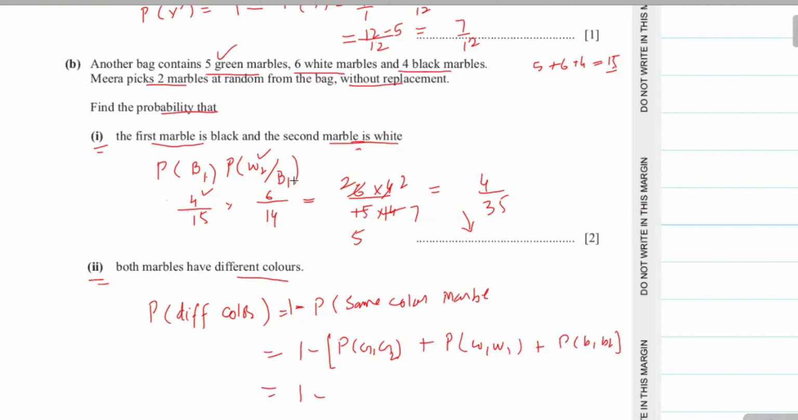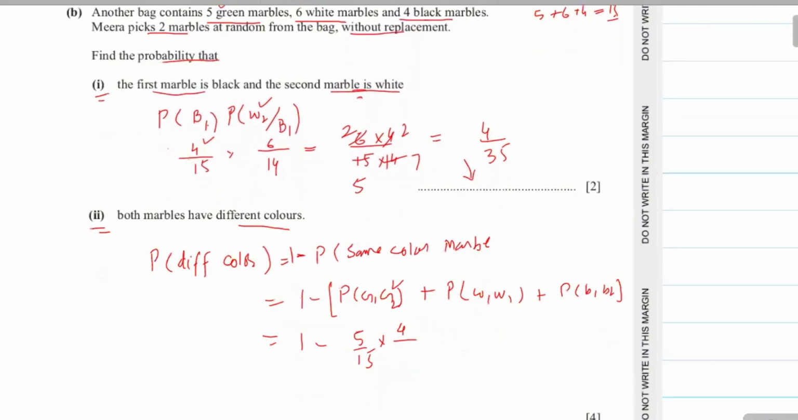Probability of green marble, here are 5 marbles out of 15. Next we take the second marble green, therefore the remaining green marbles will be 4 because one green marble is already taken. The total marbles will be 14 because one marble we already taken. Therefore, we can write 5 over 15 into 4 over 14. And next here is the white marble. Here are 6. We write 6 out of 15. And next we select the second marble white. Therefore, the white marbles will be 5 out of 14 because one marble is already taken.